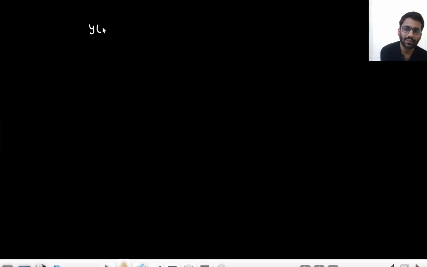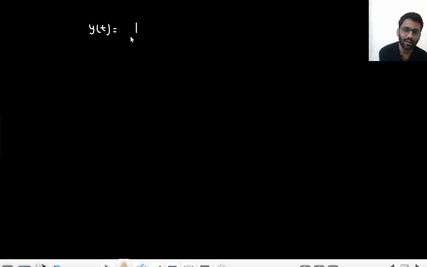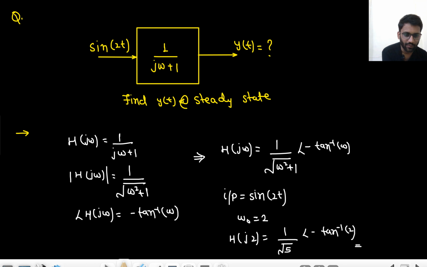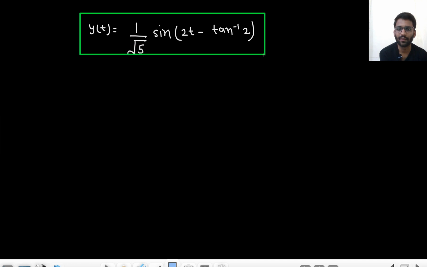Your output y(t) would simply be sin 2t multiplied with this. So what will we get? What was the magnitude? 1 by root 5, right? The angle will be subtracted here, because this is the angle, right? So this is my final y(t).